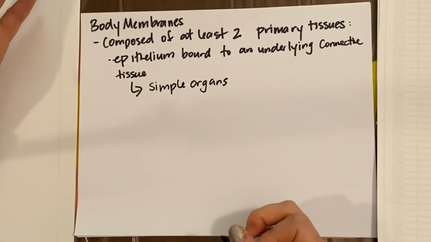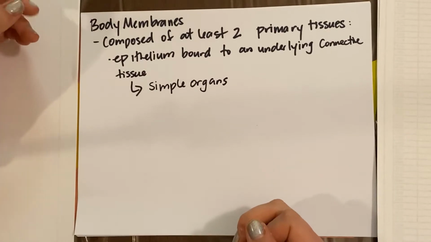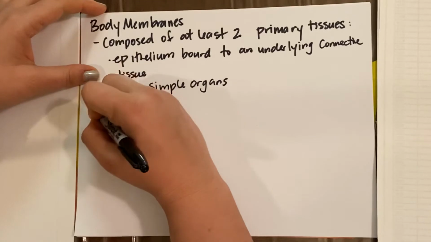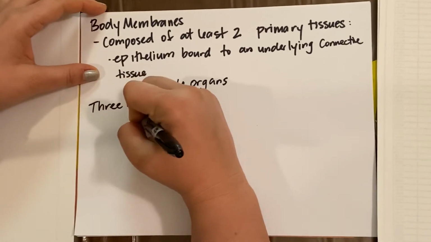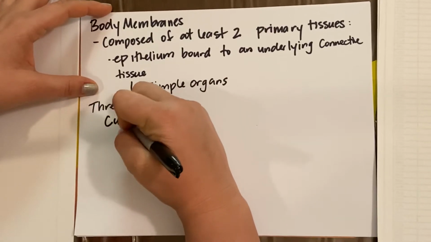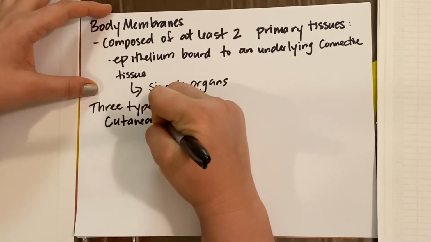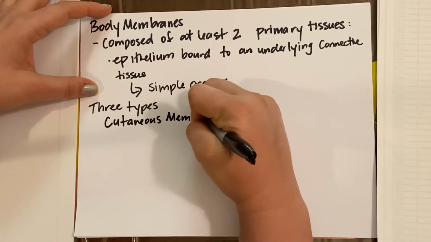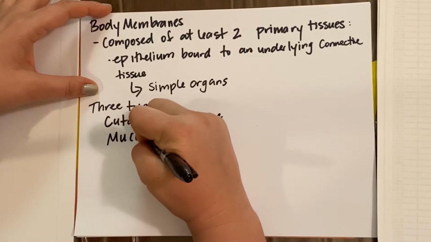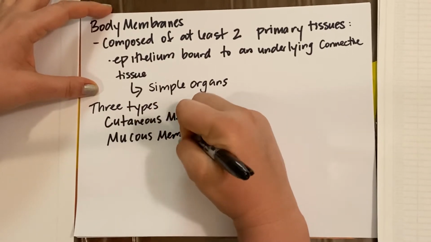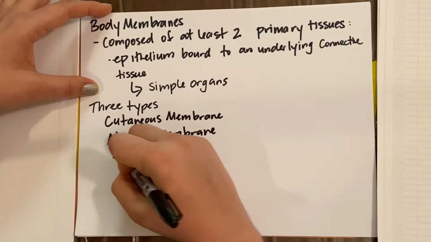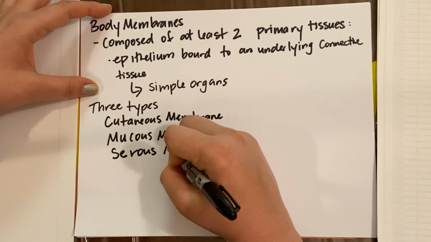Okay, and so we always say, what is the biggest organ of the body? Well, it's actually the skin. So we'll talk about the skin right now. There are three types that we'll talk about. Okay, the first is going to be the cutaneous membrane. We're then going to talk about the mucous membrane. And then the serous membrane.